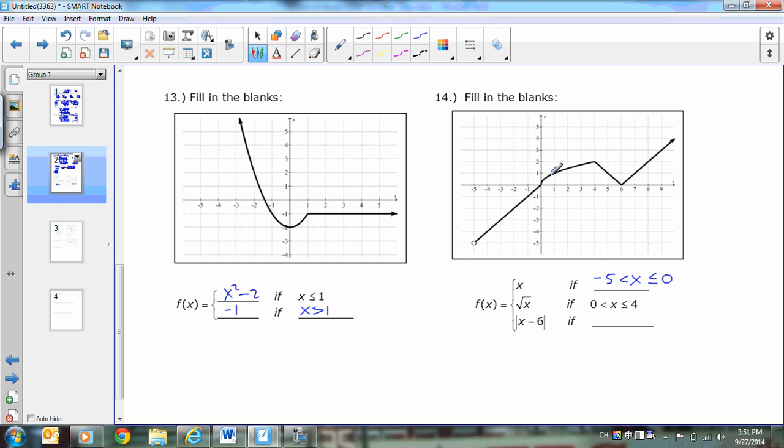Okay. Then the middle part of our function is the square root of x function for all x's just to the right of 0 up to and including 4. And then the last part of this piecewise function is determined by a transformation of the parent absolute value function. Notice that the vertex usually is here, but this has been shifted 6 units to the right because that's what happens when you subtract 6 from the x value. So our output is determined by this rule. Absolute value of x minus 6 if x is, now notice 4 is included in the middle part, so we need to say strictly greater than 4.